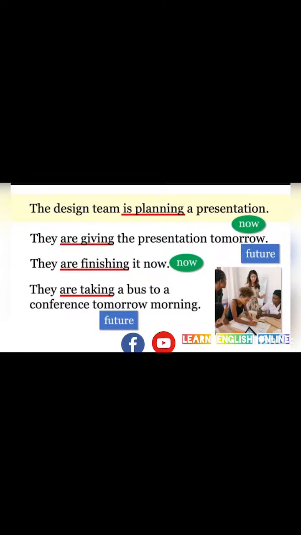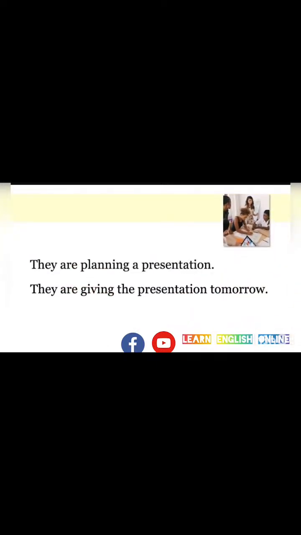Let's take a closer look. Both of these sentences are in the present progressive, are planning and are giving. But the first sentence, they are planning a presentation, that is happening now. I know this because, well, first I have a picture and I can see they are planning a presentation now. Secondly, there's no other information in the sentence to tell me that it's not happening now.